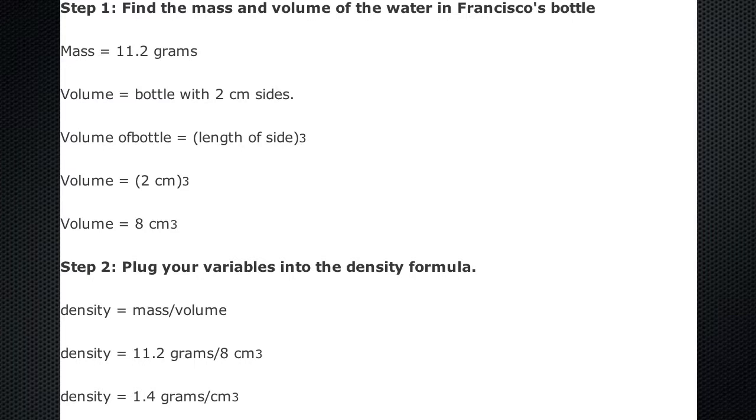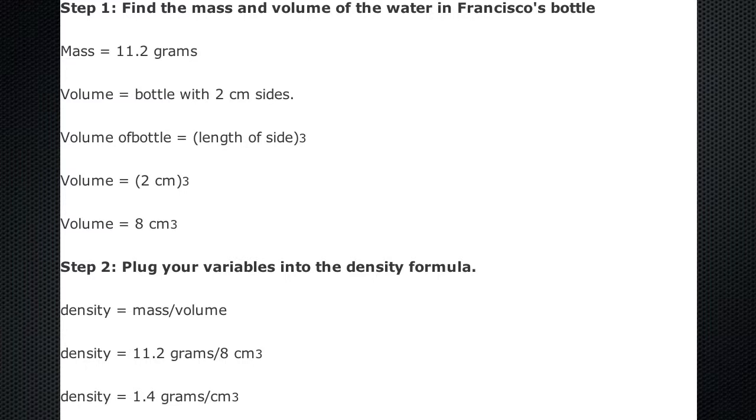Alright, it wouldn't be chemistry without some difficult math problems to solve, so let's find the density of my water bottle. Alright, step 1. Find the mass and volume of the water in my water bottle. So the mass is 11.2 grams, right? The volume equals the bottle with 2 centimeter sides. Volume of the bottle is length of the side cubed. The volume is 2 centimeters. Cube that, you get 8 centimeters cubed.